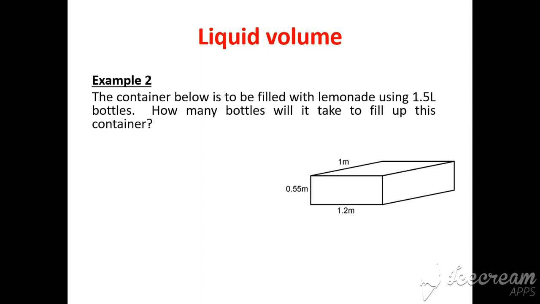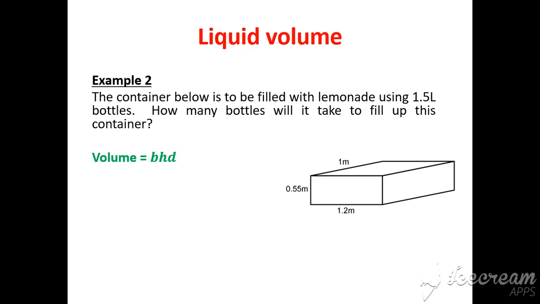Cool, let's look at example 2. The container below, which is another cuboid, another rectangular prism, is to be filled with lemonade using 1.5 litre bottles. We're going to work out how many bottles it will take to fill this container.